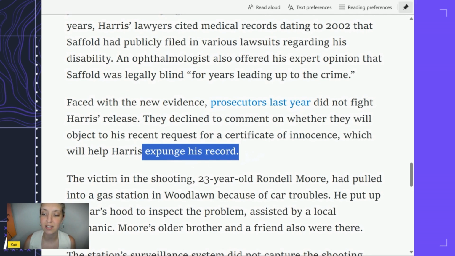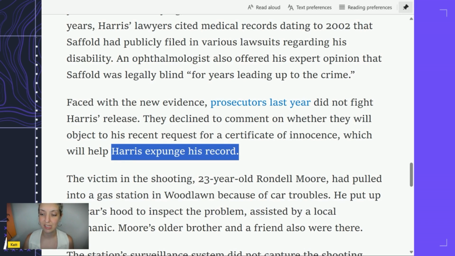So that's why Harris says, I'm still being looked at like a felon. Because that's going to come up when you apply for jobs, and he says he's going back to school. It could affect you when you apply for certain loans and financial aid. That felon status is still hanging over him, even though he was exonerated, because he does not yet have his record expunged.